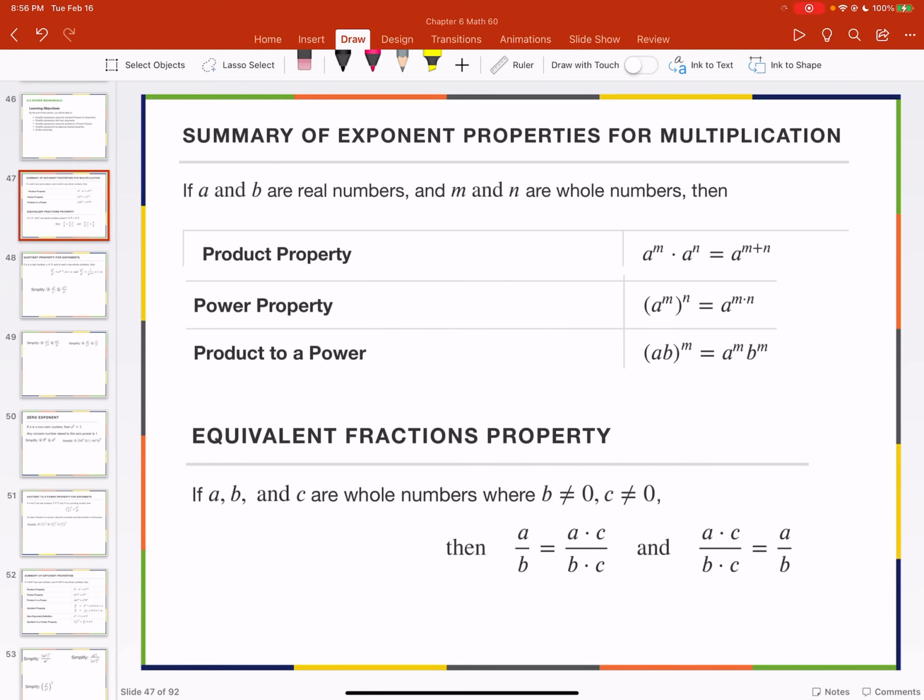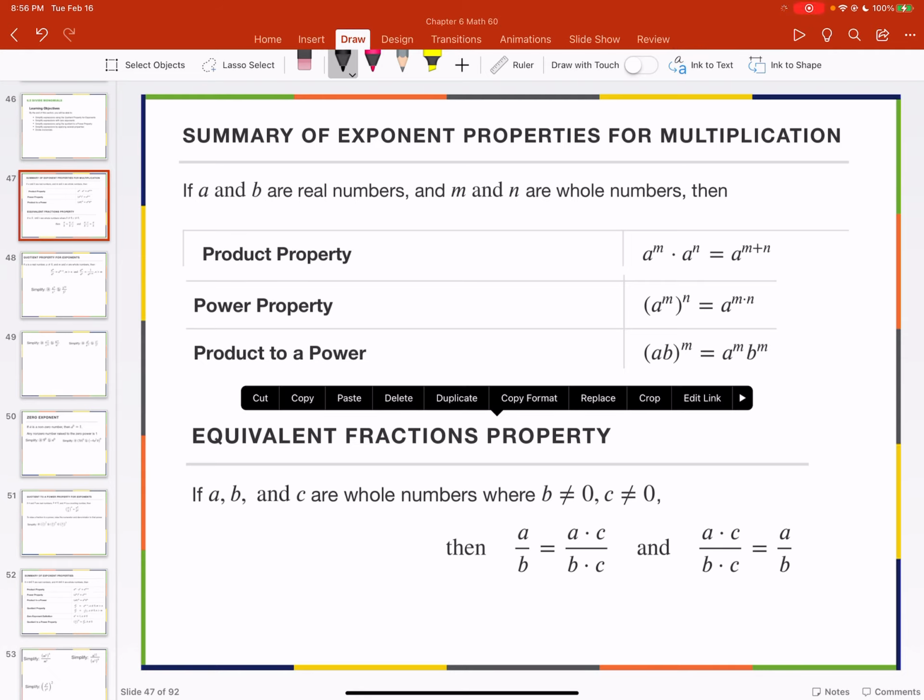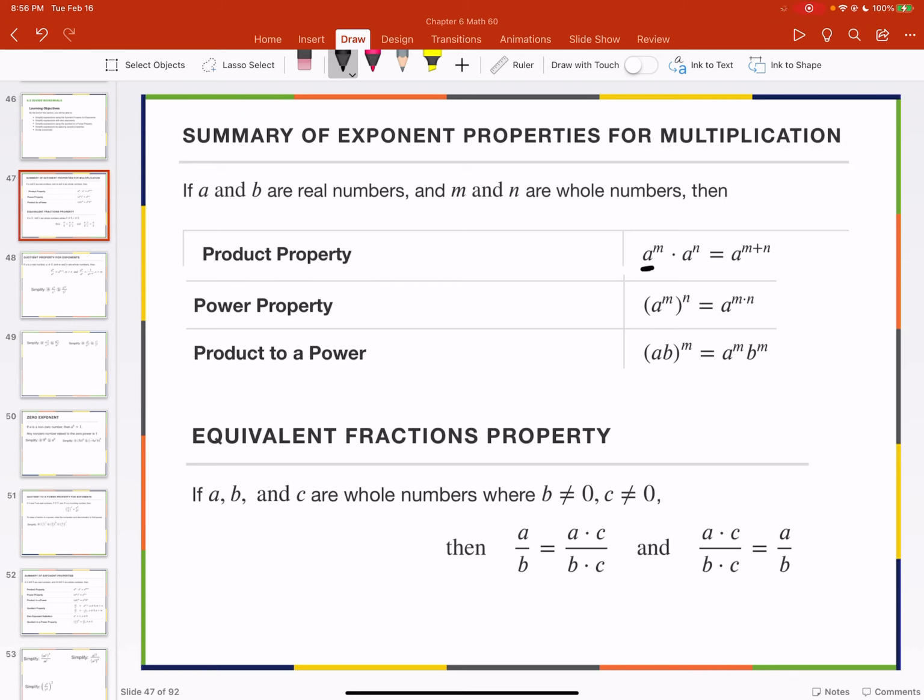So let's look at the properties of exponents for multiplication. If you recall, when you have two monomials that have like bases, the same base a and different exponents, and you're multiplying, you add the exponents. If you raise an exponent to another exponent, a power to a power, you multiply. If you raise a product to an exponent, you distribute that exponent to both factors in that product.